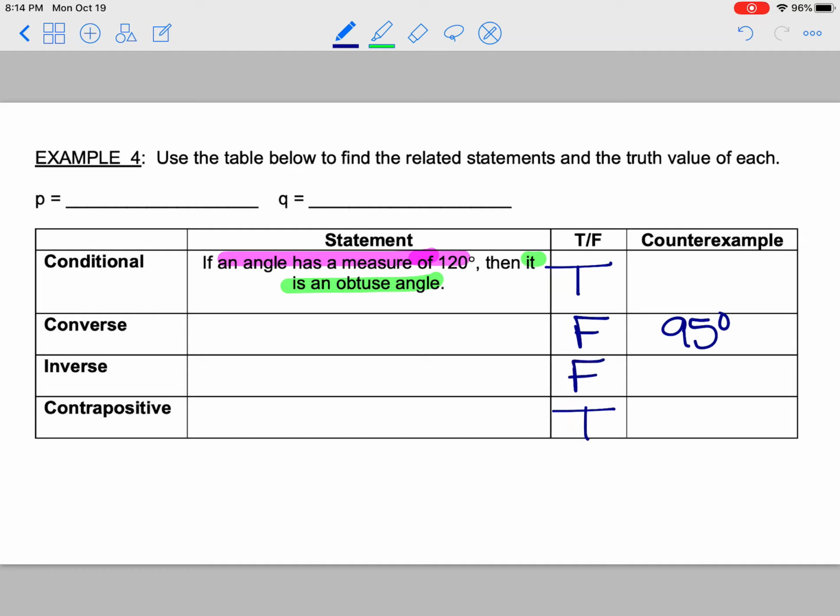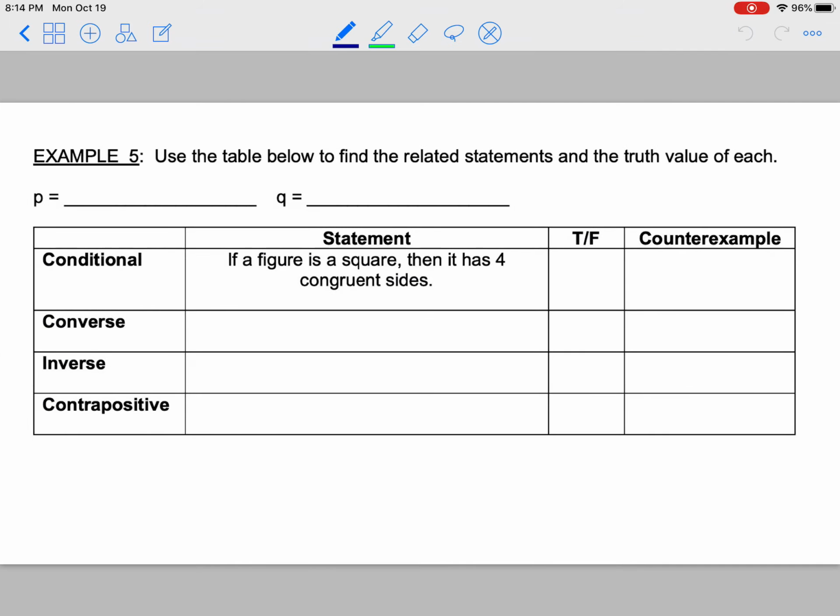So again, if the converse is false, then the inverse is false, and you could use a counterexample the same, or you could change it up a little bit. Sometimes you only have one counterexample, and that's okay. It only takes one statement to prove these false. So if it's just one reason why it's false, then it's automatically false.